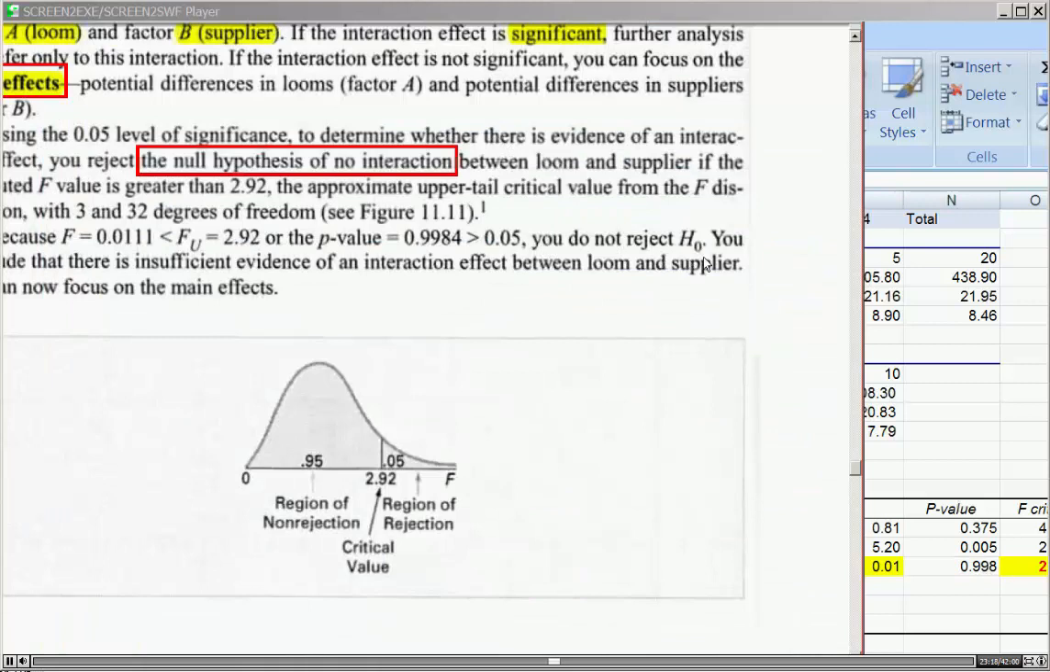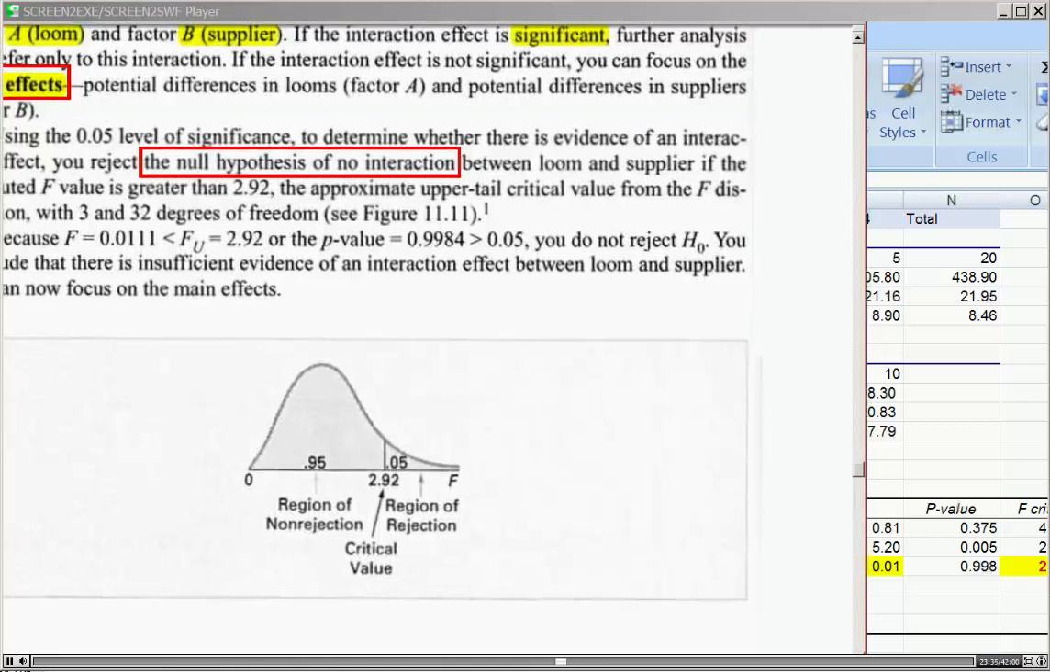We do not reject the null, and the null stated that there is no interaction. You conclude that there is insufficient evidence of an interaction effect between loom and supplier. Okay. You can now focus on the main effects.